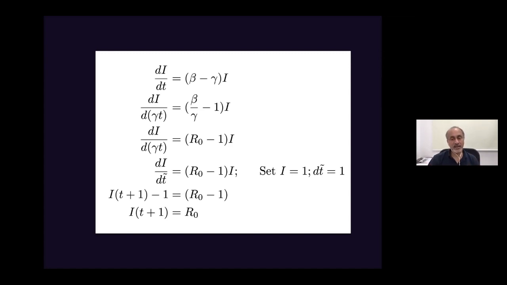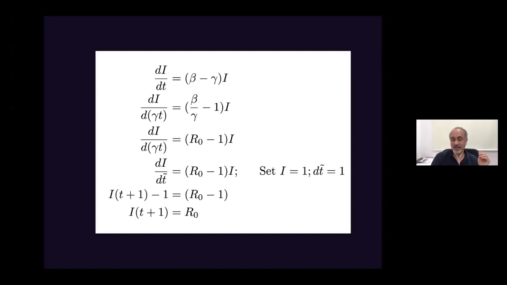I'm now going to set the number of people I equal to 1. There's one, let's say, person in the population there, and d tilde equal to 1. So what happens is I at time t plus 1, minus 1, the increment or the change in the numbers of infected from the initial person who was infected, is just R naught minus 1. So I at t plus 1 is R naught. That is the interpretation: if I start with one person initially who is infected, R naught is the number of people who are infected after an amount of time has passed, which is really the time it takes for the person to recover.